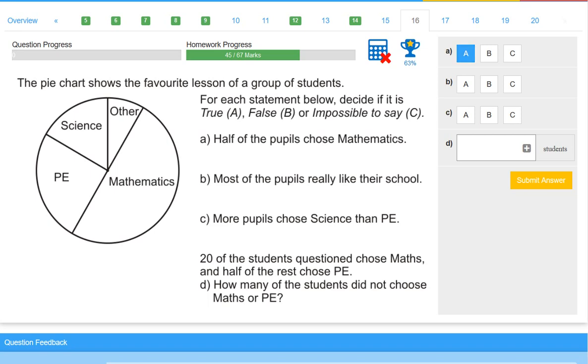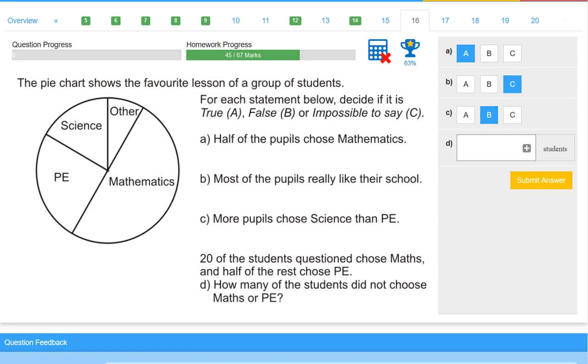Most of the pupils really like their school. Well, they may do, they may not do, but they haven't been asked this. And because they haven't been asked this, we cannot tell. So that's going to be a C. More pupils chose science than PE. Well, it looks to me that PE is about 90 degrees and science is more like about 60 degrees. So actually, I think it's the other way around. I think more students chose PE than chose science. So I'll mark that down as a B.